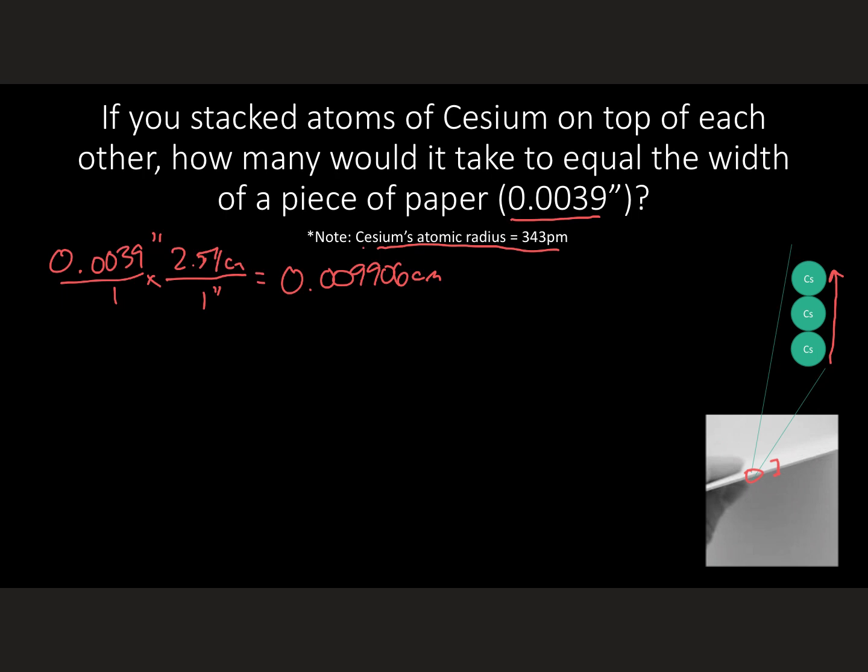Okay, so now we have the radius of one cesium atom. That's 343 picometers. P is pico, so that's 1,000 less than nano. Pico is 1/1000th of a nanometer. So we have picometers, and we have to do a lot of conversion here to get to centimeters, right? There are 1,000 picometers in a nanometer.